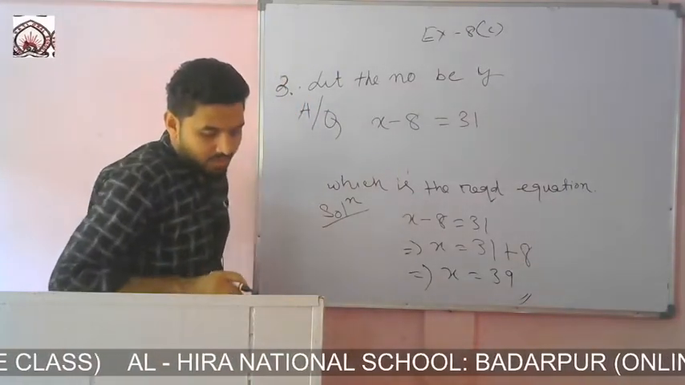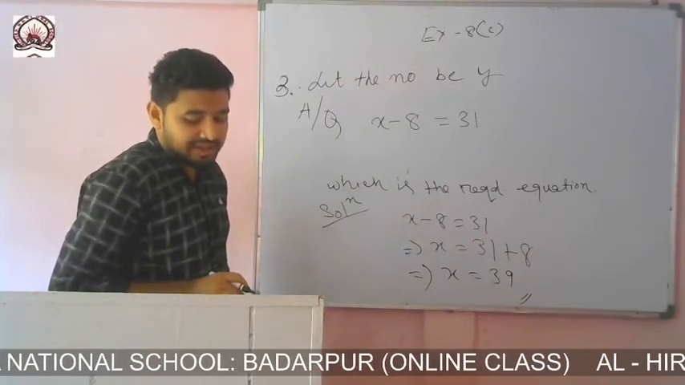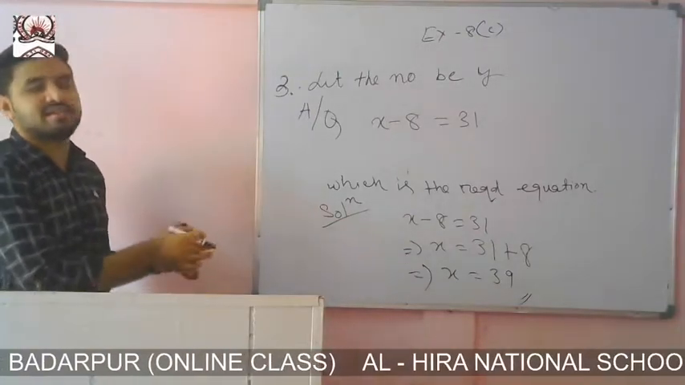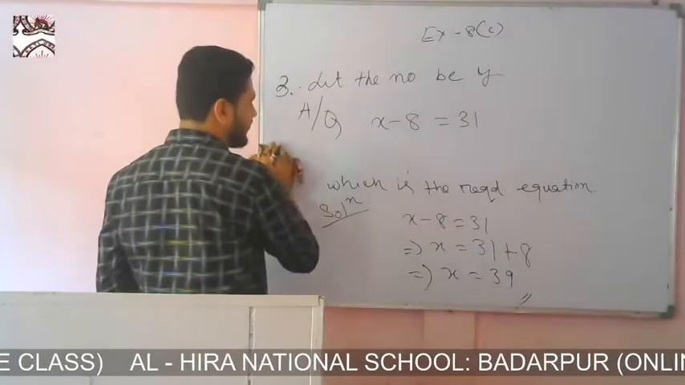Okay. Now come to question number 4. Question 4 is that 6 times the number is 54.